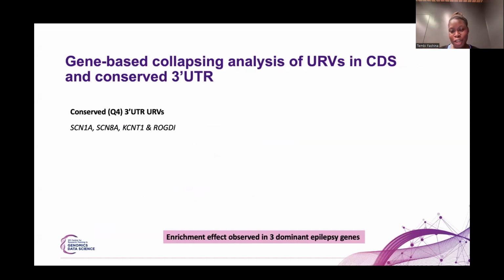And so the genes that were most responsible for these signals, there's supposed to be a QQ plot here, but I need to figure out some technical issues. The genes that are representing the signal are SCN1A, SCN8A, KCNT1, and RGDI.